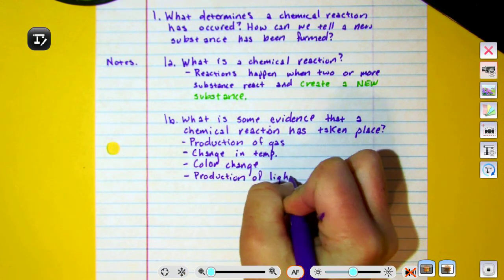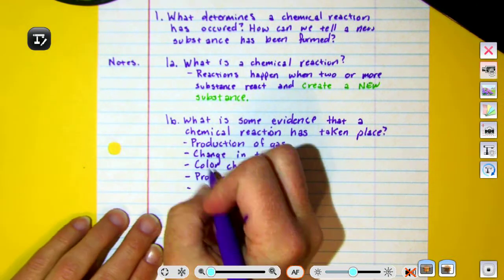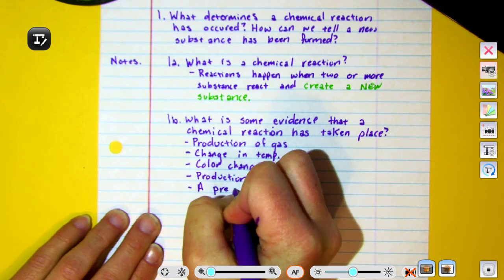So if you think about a fire, it produces heat and light, and so that would be evidence of a chemical reaction. And I added this one, a precipitate. I do not like saying this word, but it is one of your vocabulary, I believe.